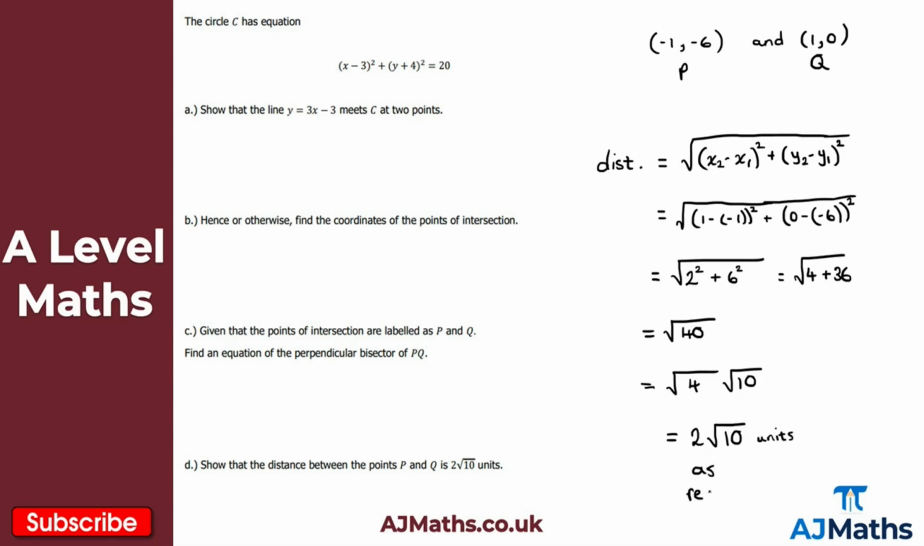As required there. And finally, there we have it. That was quite a long question. I'm surprised I didn't make a mistake, but there we have it. So 2 root 10 units gives a solution to D, and that gives us a solution to question 5 overall, and that brings us to the end of this video on exam revision for circles.